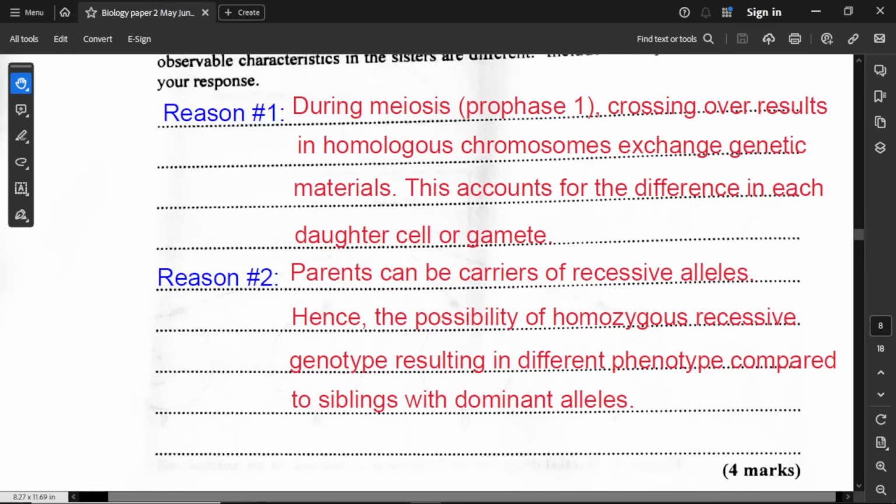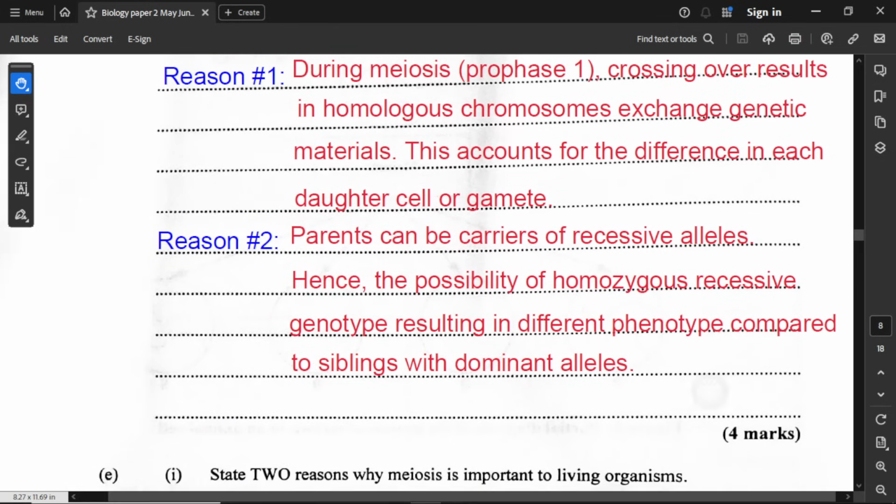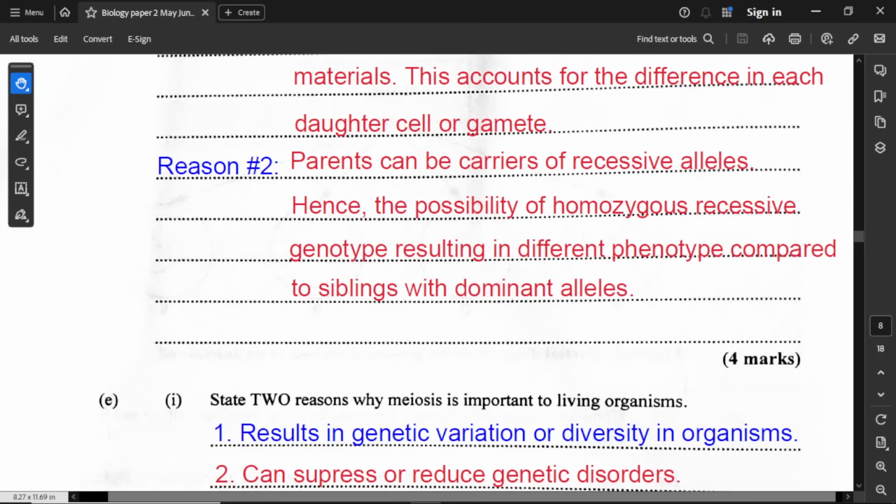So again, if they are carriers of the recessive alleles, that will not show up. Only when those recessive alleles come together will you see that characteristic. So you may see a sibling with a certain characteristic, and then one with a different characteristic because of the difference between dominant and recessive alleles. So one, it could be because of crossing over, exchange of genetic material, and another one is because of the differences in dominant alleles and the possession of recessive alleles.